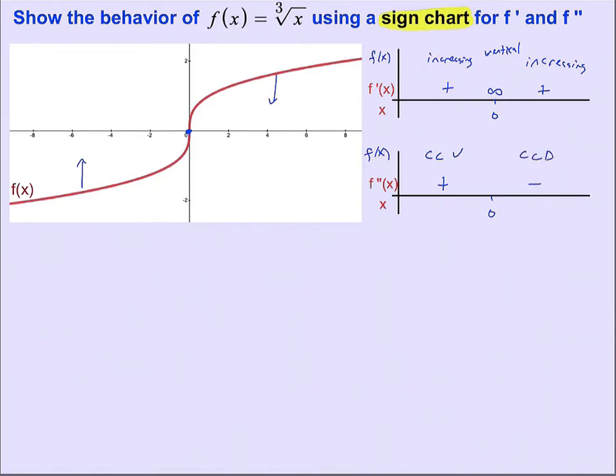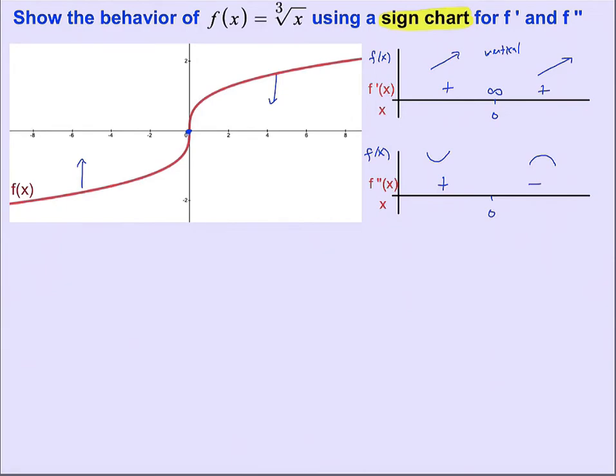If it helps, by the way, you can feel free to use pictures to show concave up and concave down, if that's easier for you to understand. Similarly with increasing, you could have used an arrow pointing up to say that the function is increasing. If you like that better, be my guest.